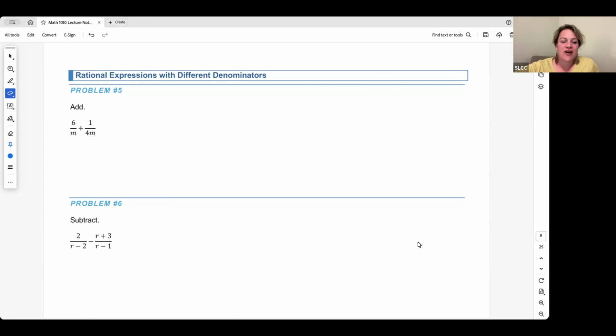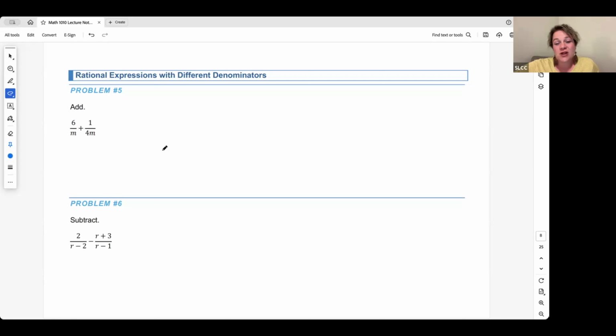When we look at problem number 5, the first thing you want to notice is that you're adding. It's not the same as just simplifying, and it's not the same as solving. You are adding. So in order to add or subtract fractions, we need a common denominator. So step one is, what is that common denominator? The same as the least common multiple. So what is the LCD, lowest common denominator?